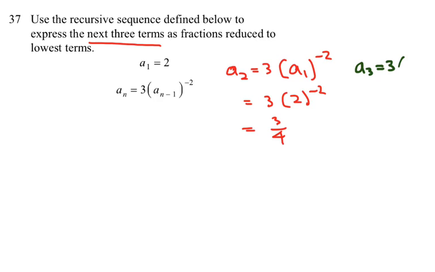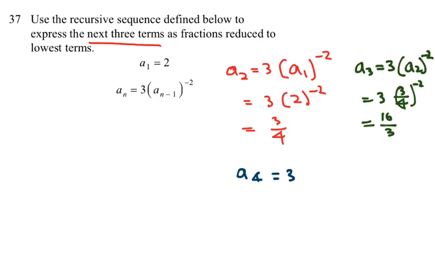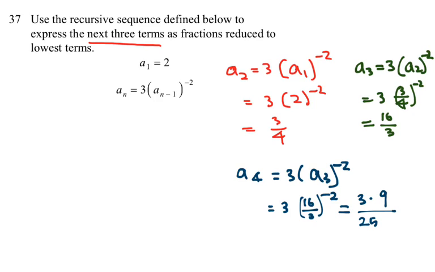And a sub 3 can be done exactly the same way as a sub 2. Then we end up getting, that's right, 16/3. So then our final value, a sub 4, would have been based upon a sub 3. So here we get 16/3 to the negative 2 power. That means 3 times 9/256. Once we end up getting that, we get 27/256. That becomes our final answer.